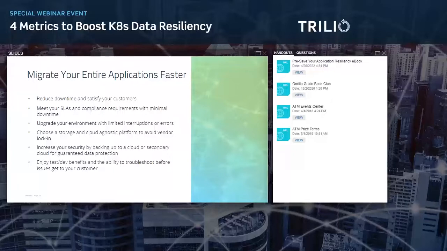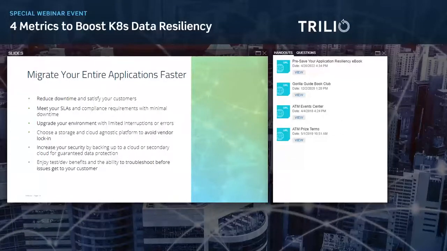Meeting those SLAs with compliance. We talked a bit about upgrading your environments, also a big use case for migration itself. You want to make sure that if you're ever going to upgrade to a newer version or upgrade to a different distribution altogether, that you can smoothly do that restore. And with a cloud native solution like Trilio, you can do that. For choosing a storage or cloud agnostic platform to avoid vendor lock-in, here again, being reliant on one storage platform or the snapshots of that one storage platform can cause you to have lock-in. So you want to make sure you avoid that as well.